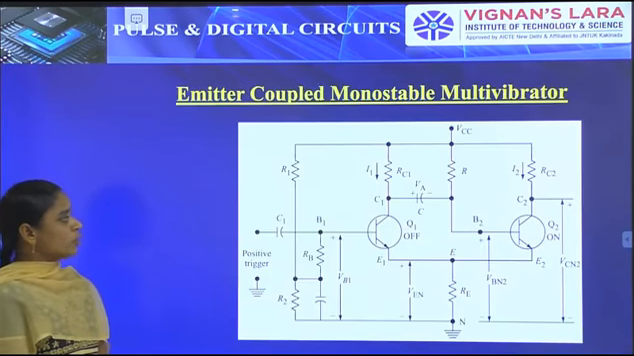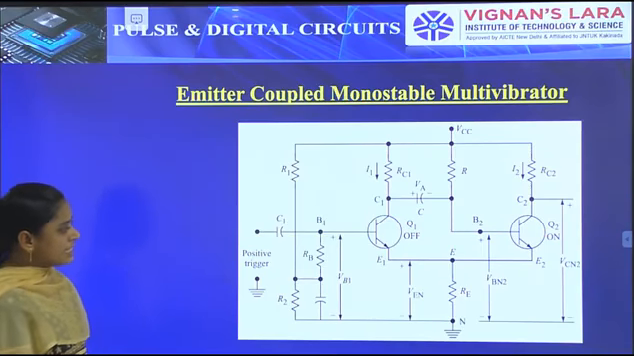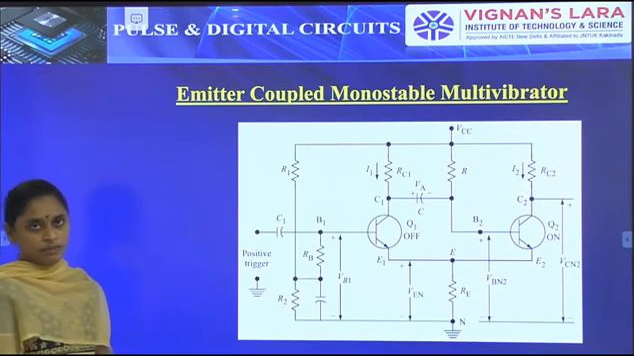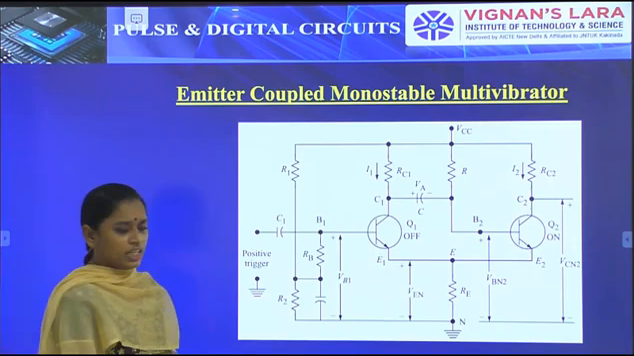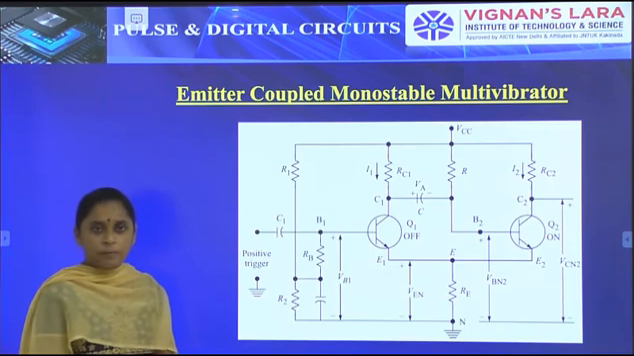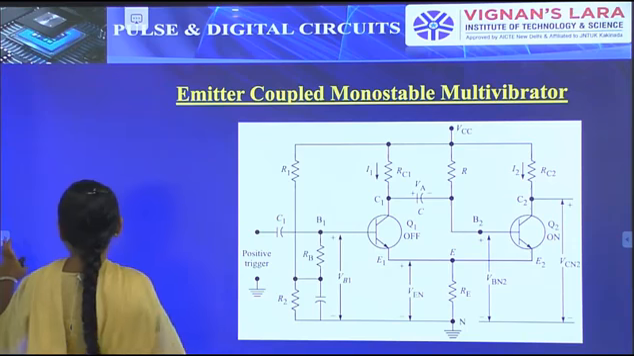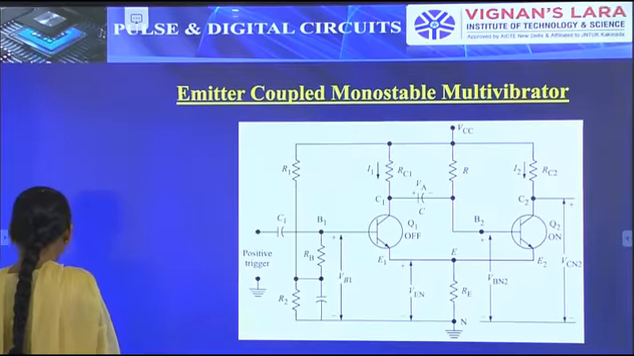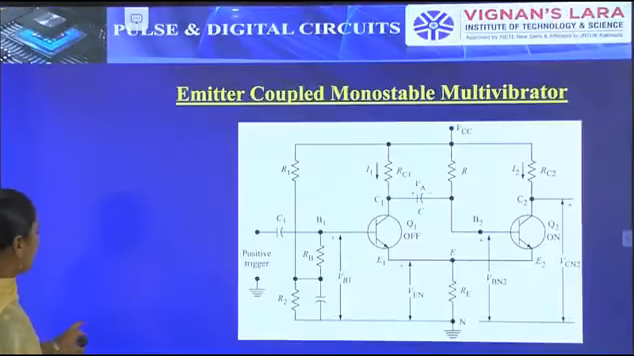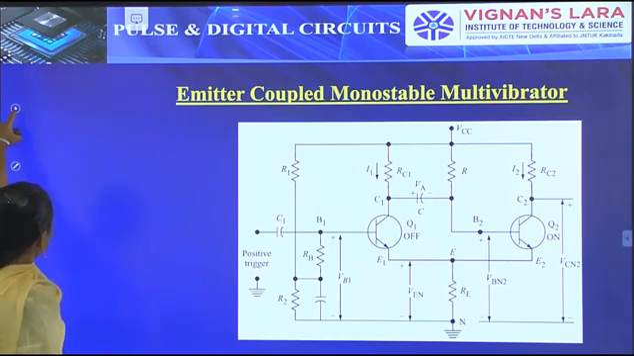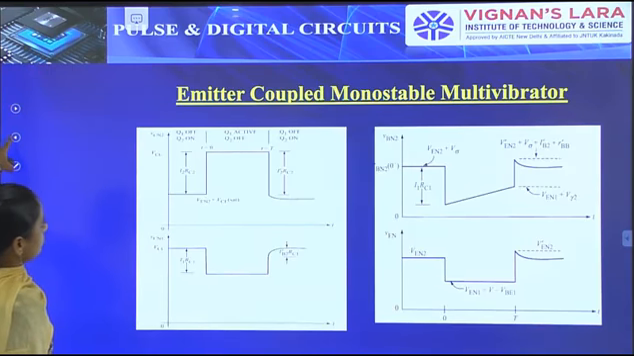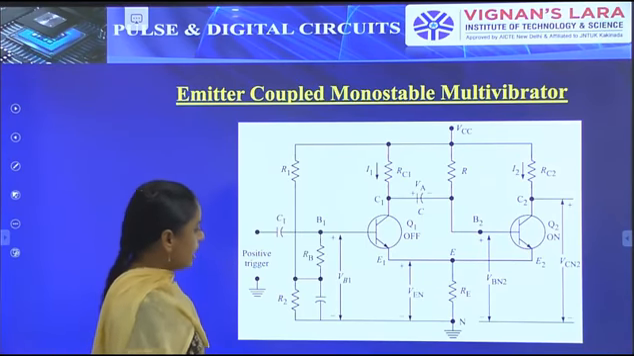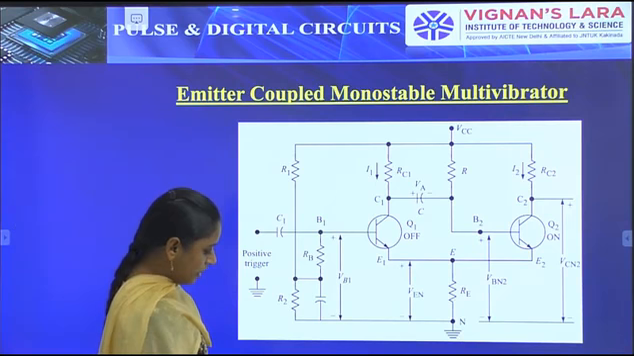The emitter coupled monostable multivibrator is nothing but a circuit consisting of two transistors, like the collector coupled monostable multivibrator. But the difference between these two is that in the emitter coupled monostable multivibrator there is no feedback. So we don't have feedback here; the feedback will be missed.